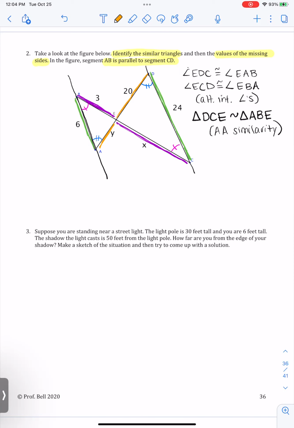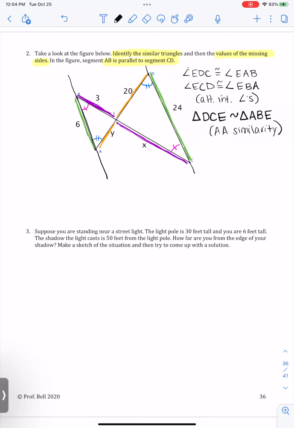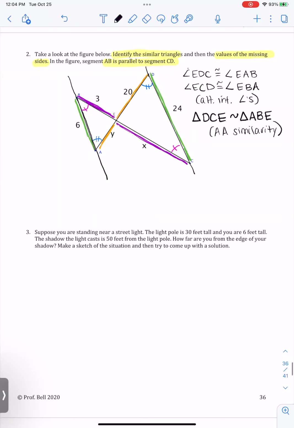Okay. So now I'm going to set up a proportion to make sure it's crystal clear to everybody. Let's start by going from the left side triangle to the right side triangle. I'm going to go green over green. So that's 6 over 24 equals. Now I'm going to go purple to purple. 3 over X. I'm going to move this up a little higher. 6 over 24. So that was green to green. Now I'm going to go purple to purple. That'd be 3 over X. Now I'm going to go orange to orange, and that's going to equal Y over 20.